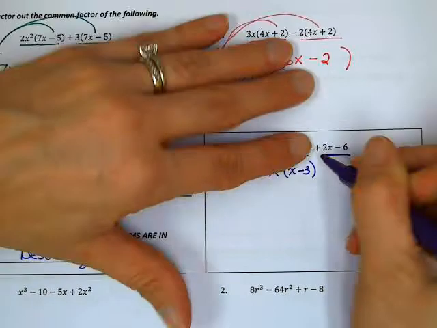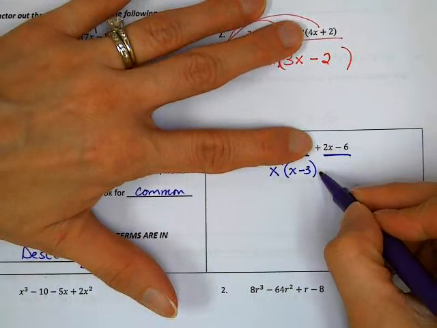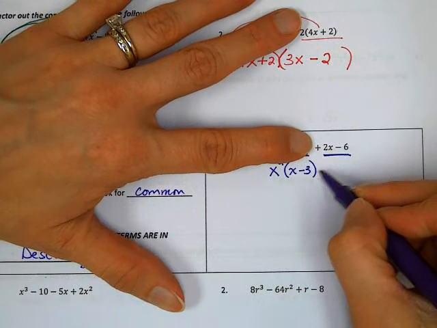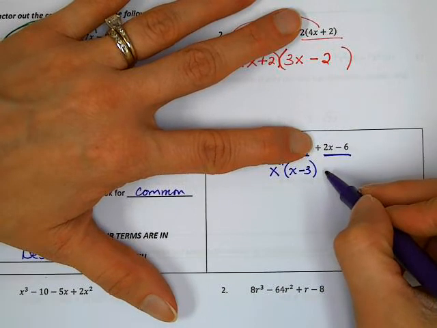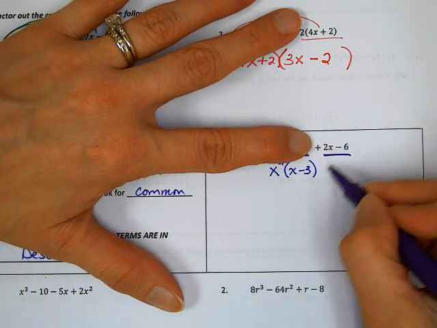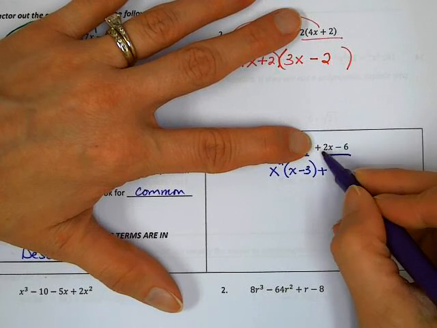Now let's look at the second group. You have to put a plus or a minus sign here. You have to. I'm going to factor out a positive, and they both have a 2.